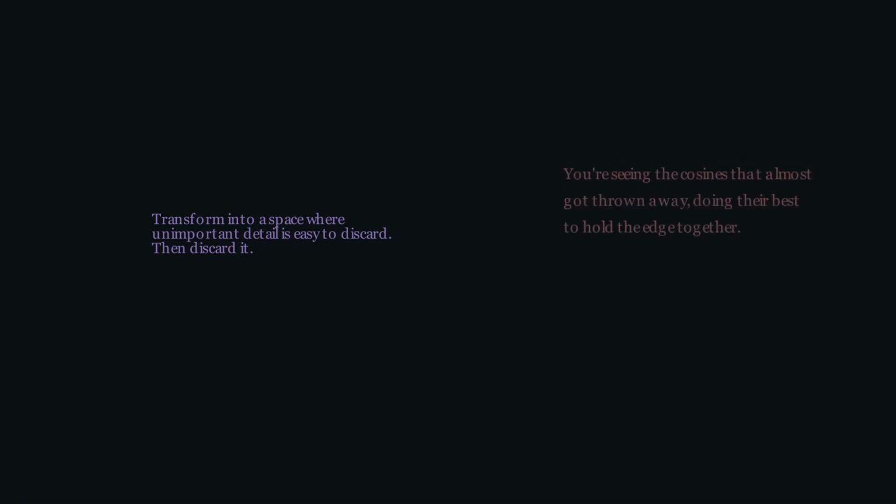One last thing to sit with. The next time you see a pixelated JPEG, look at the edges. Find a sharp boundary somewhere in the image and look right next to it. You'll see them now. The little parallel ghosts, the mosquitoes. You're seeing the cosines that almost got thrown away, doing their best to hold the edge together. What other patterns can you find hiding in there?